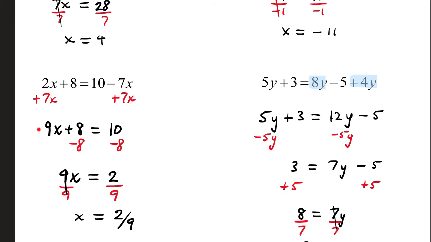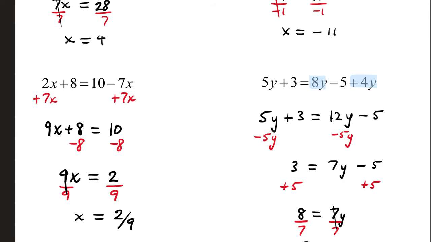So I've successfully moved all variable terms to one side. The constants have to go to the other side, and I do that by subtracting 8. 10 minus 8 is 2, so 9x equals 2. Last step, once you've created the separation, divide both sides by 9. x is equal to 2/9.